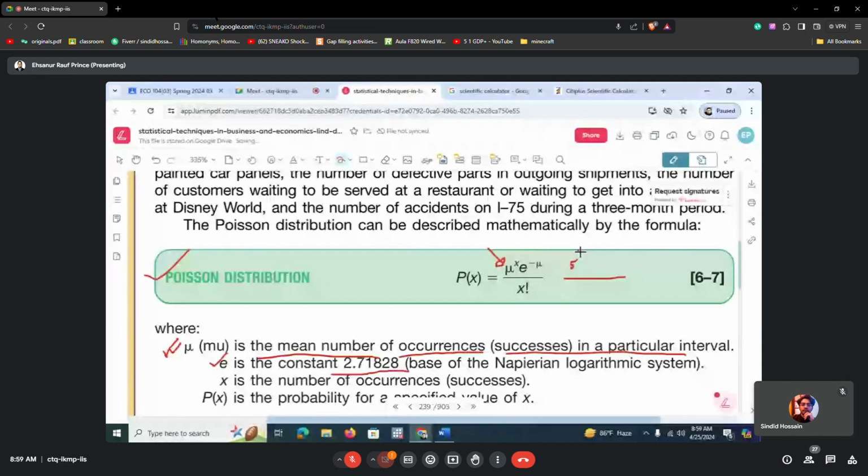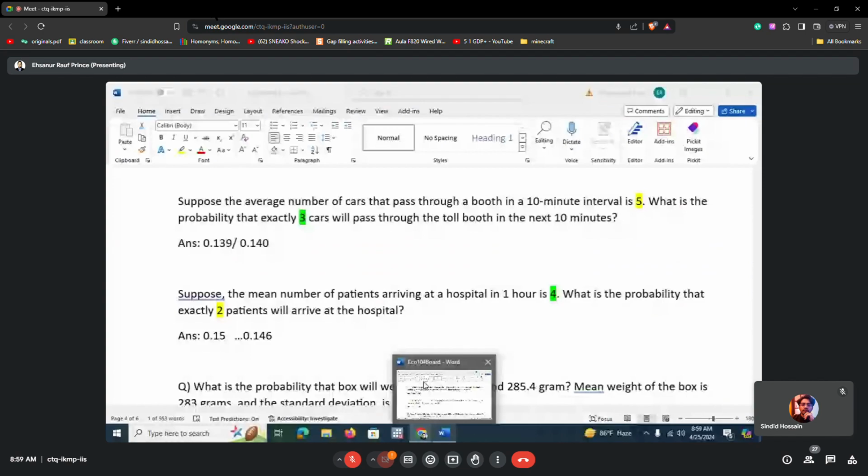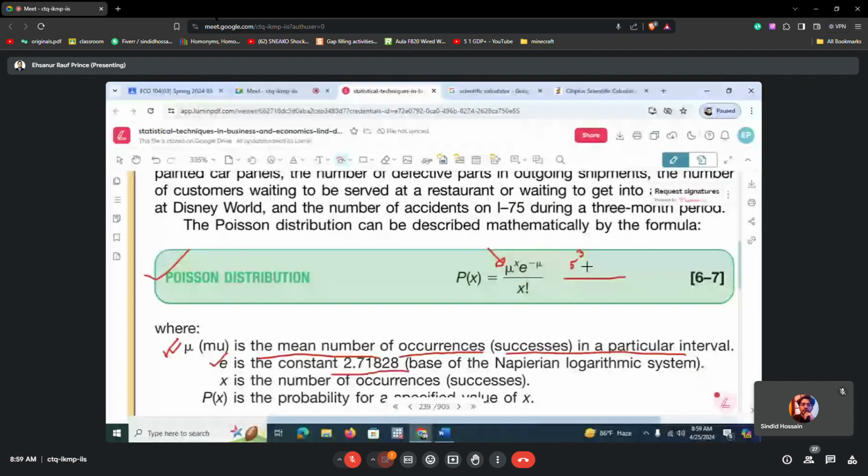3. Yes, 5 to the power 3, then into e. What is the value of e? Plug in this value here: 2.71828 to the power minus what? Mu. So minus 5, right?